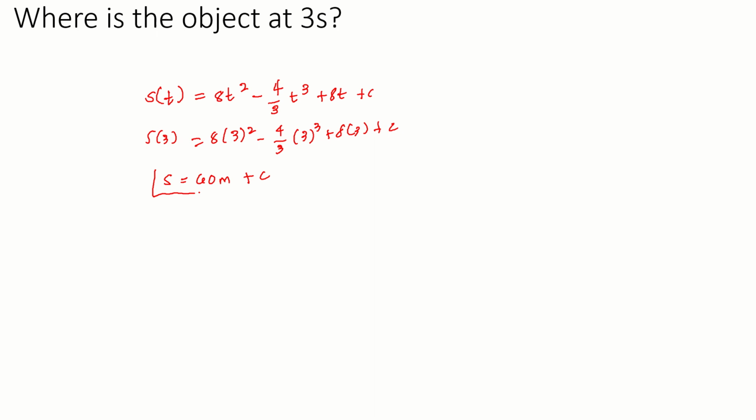Bakit may plus c? Kasi wala naman talaga siyang value na dapat i-substitute, and we just know that we have to indicate the plus c from the equation that we had since we integrated the value of the velocity function. So 60 meters plus c, kasi either there is a value there or wala. Para safe lang tayo, mayroon talagang nakalagay na plus c. Okay, so very, very easy.